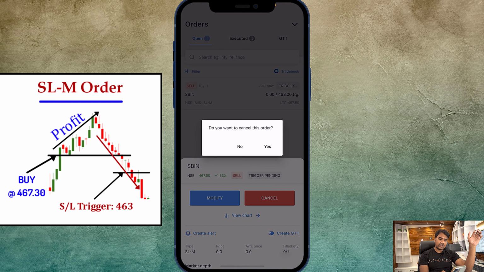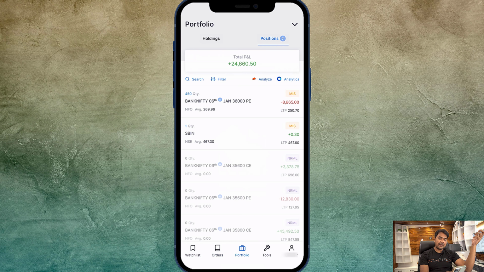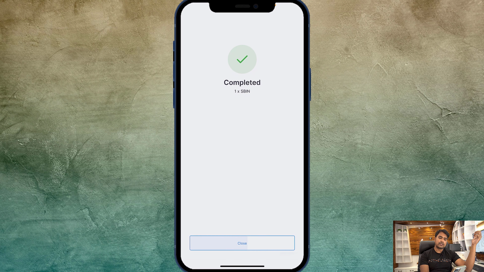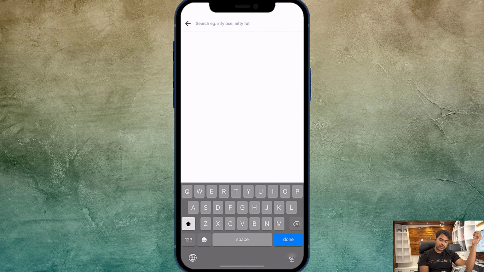If you want to cancel, then just like this you can cancel also, and you can exit your positions like this, exit intraday market like this. You can exit your positions. Let me add another stock like Cipla.